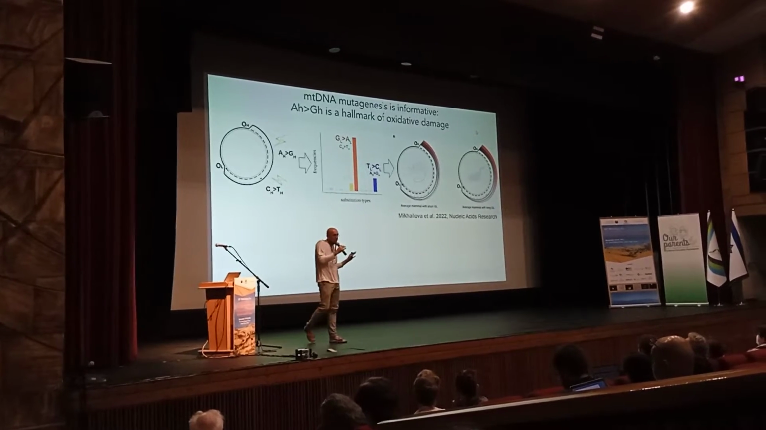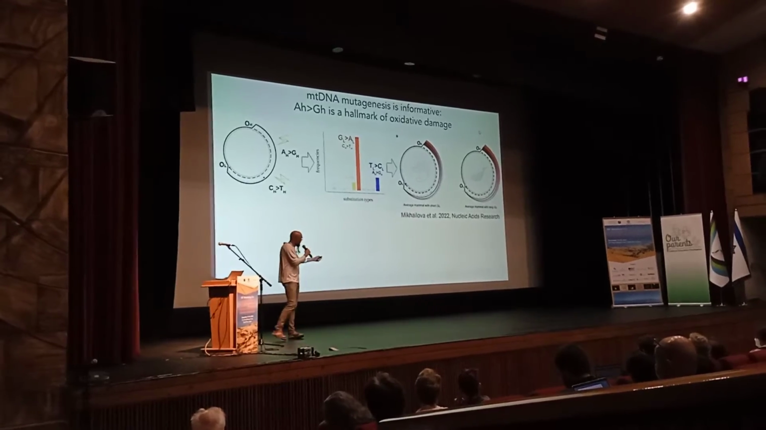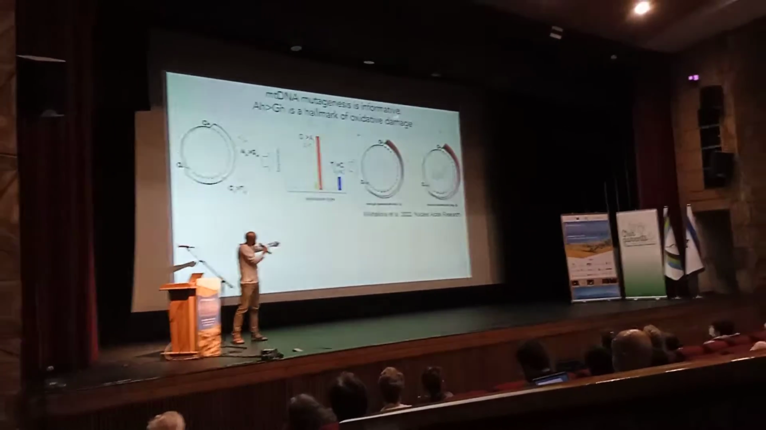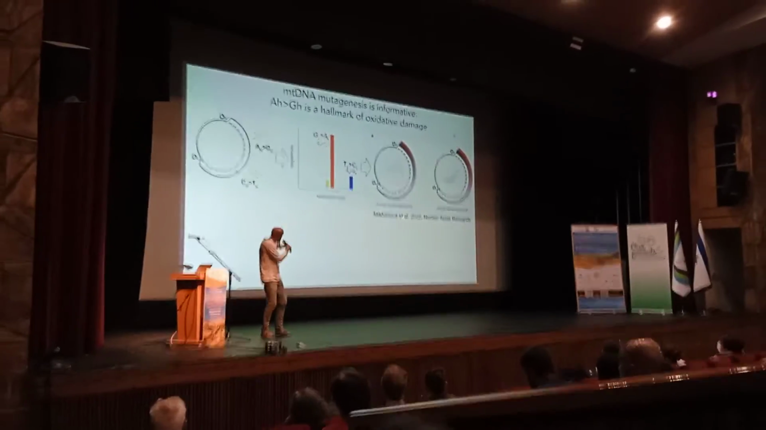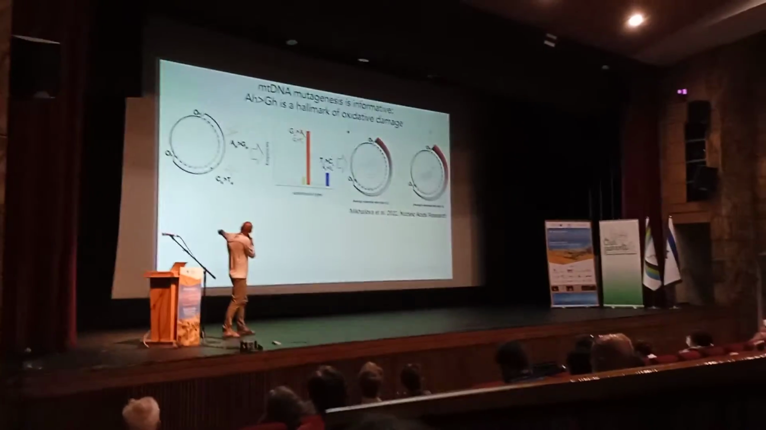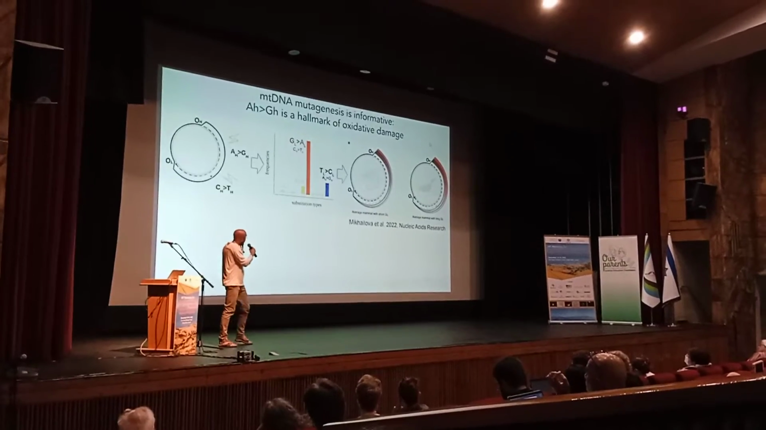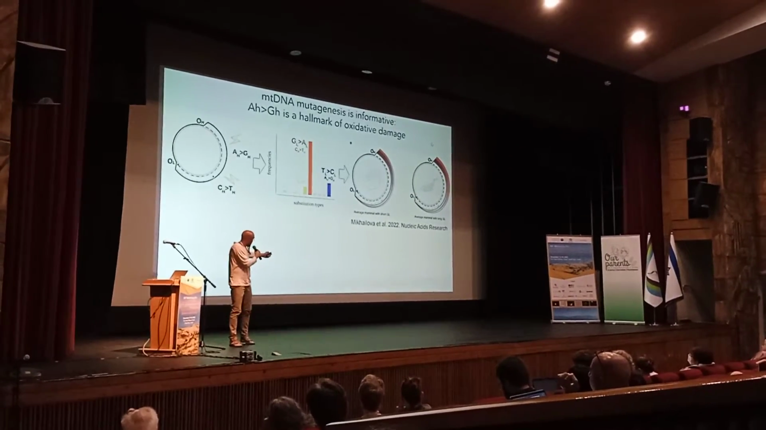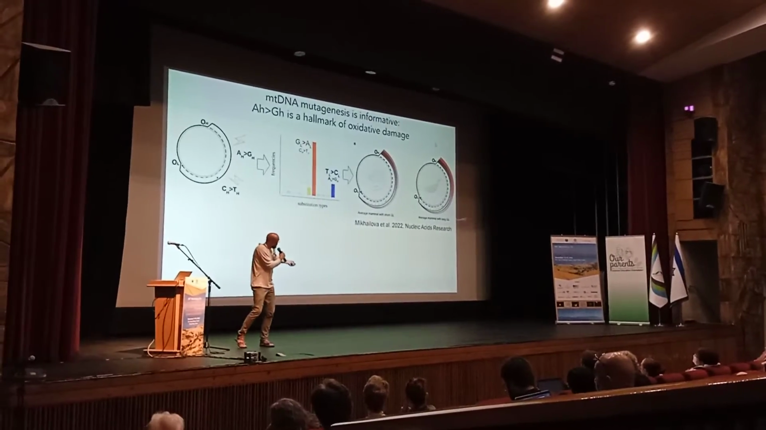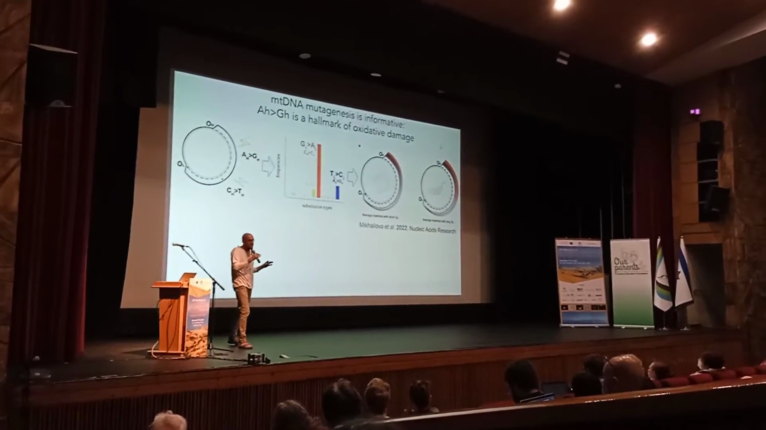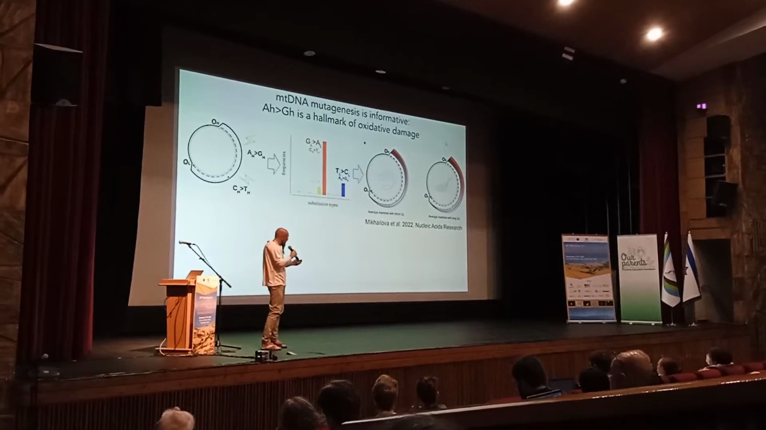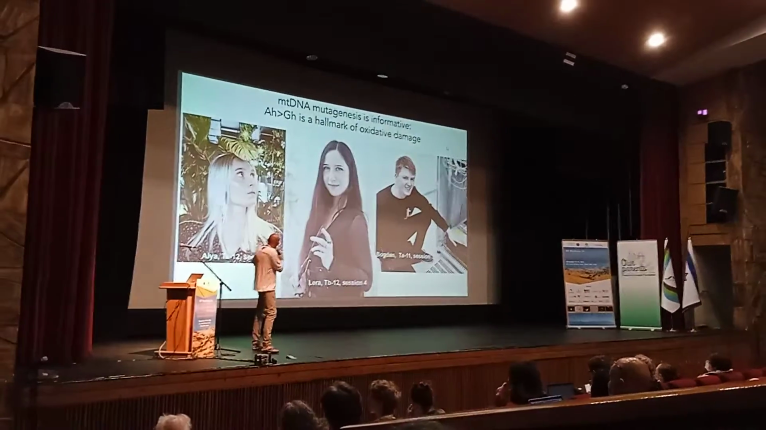So our working hypothesis is that A to G is a hallmark of oxidative damage on single-stranded DNA on this major arc when it is single-stranded. For now, if you're interested in details, just read this recent paper. And now we just extend this observation, because oxidative damage can be not just the result of aging, but it can be a result of temperature.